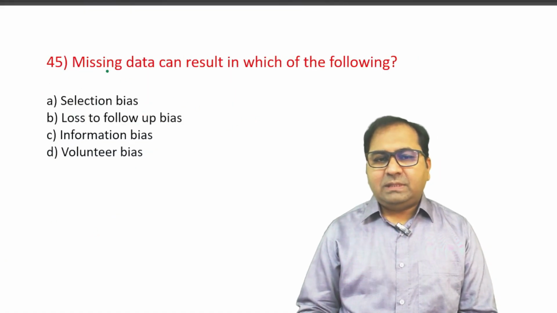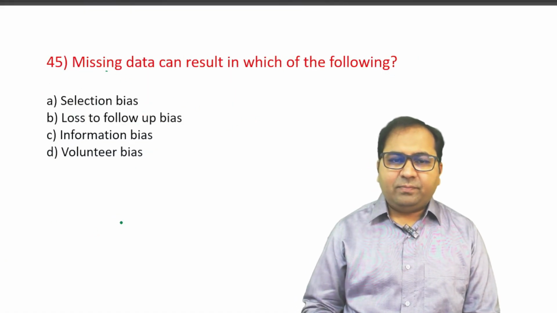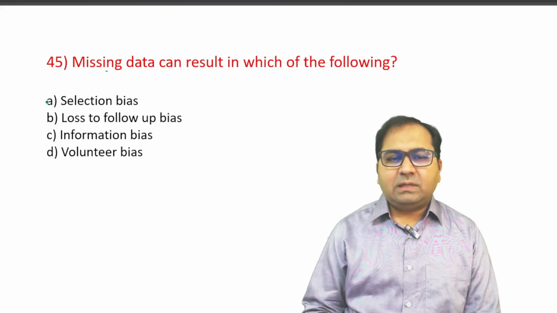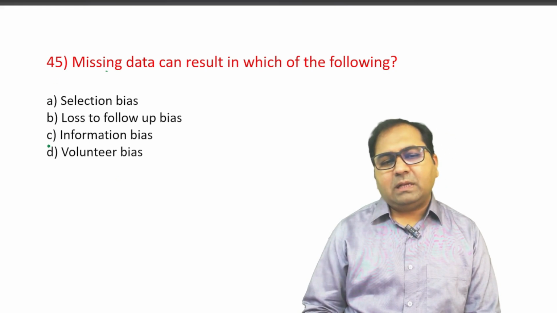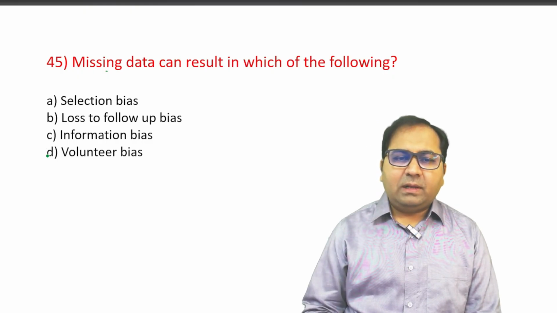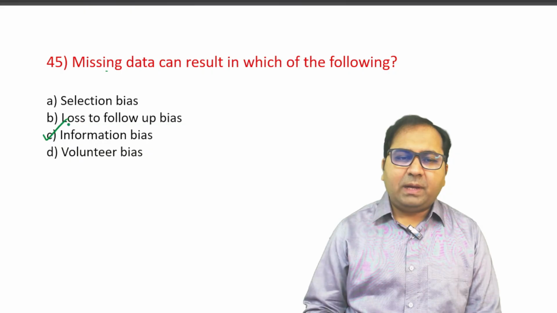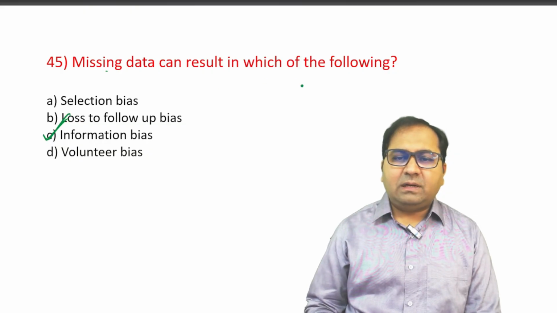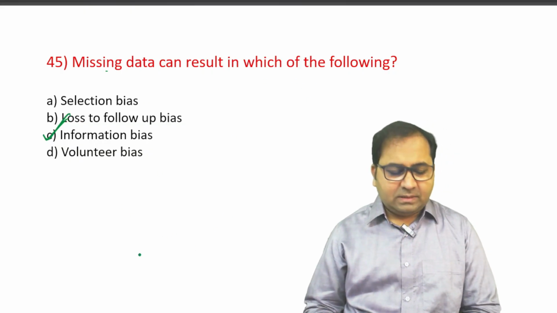Next, missing data can result in which of the following? Options are A, selection bias, B, loss to follow-up bias, C, information bias, or D, volunteer bias. The answer is very simple. The answer is C, information bias. Missing data can result in information bias.